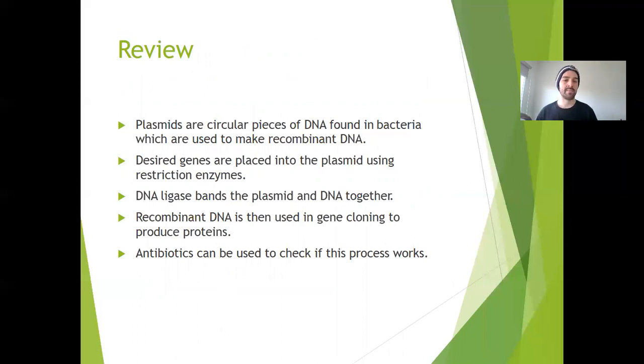We place desired genes into those plasmids with the help of restriction enzymes, and we use our DNA ligase to stick it together. We then might use that recombinant DNA in gene cloning and placing inside of proteins. And the use of antibiotics or green fluorescent proteins is a good way to check if that process has actually worked. So it's a lot taken in one video, but it's quite an important process, and we'll cover, I guess, parts of this over the next few lessons as well.